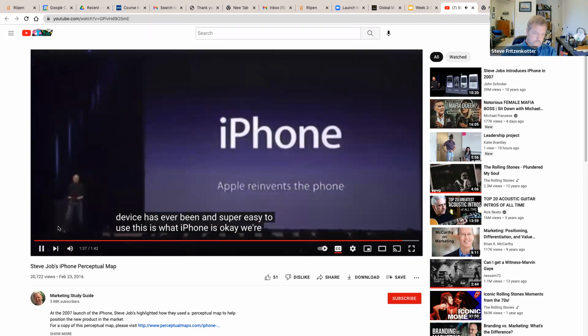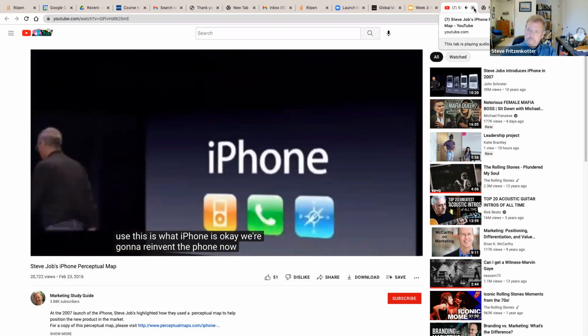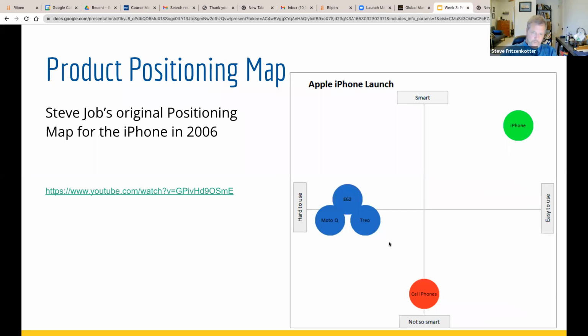So we're going to reinvent the phone. So that's how he used this, what he called a very simple model. But I've seen this used in boardrooms in a lot of companies, that executives use it to really illustrate where they believe their product is and where it possibly could go.